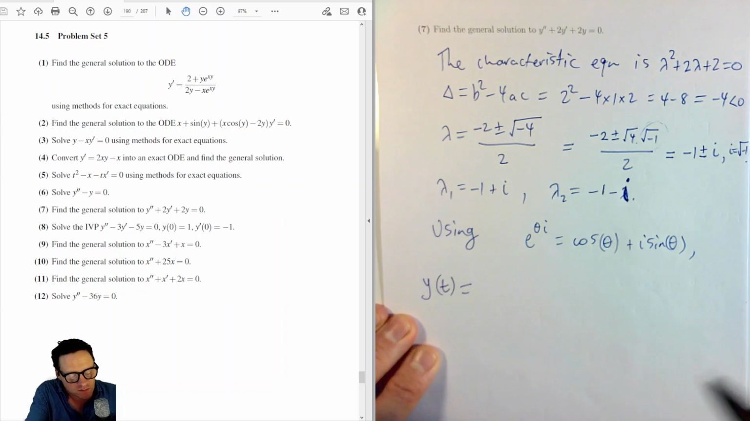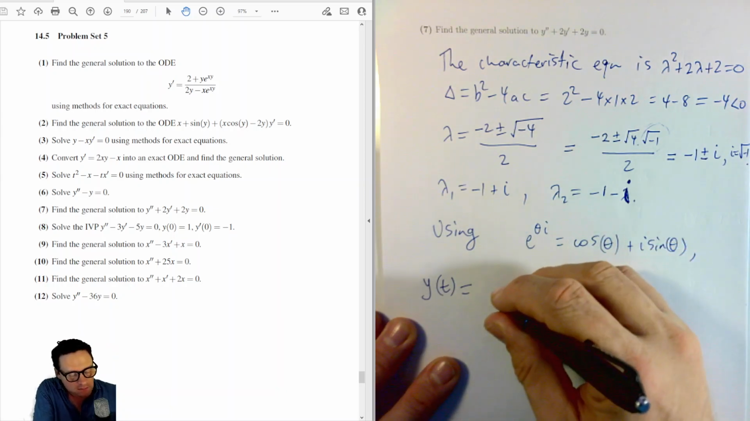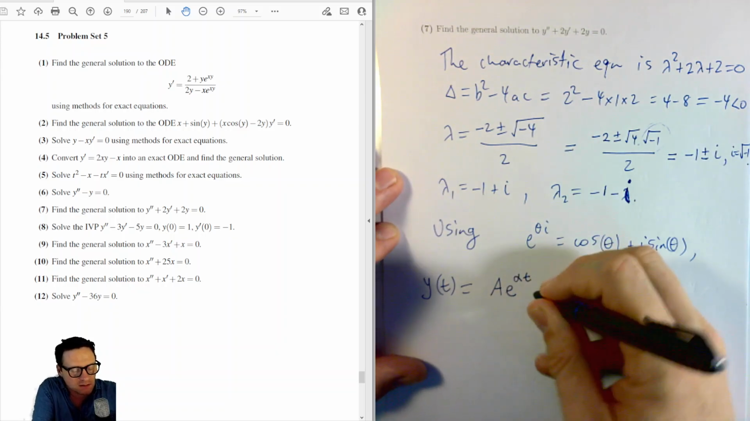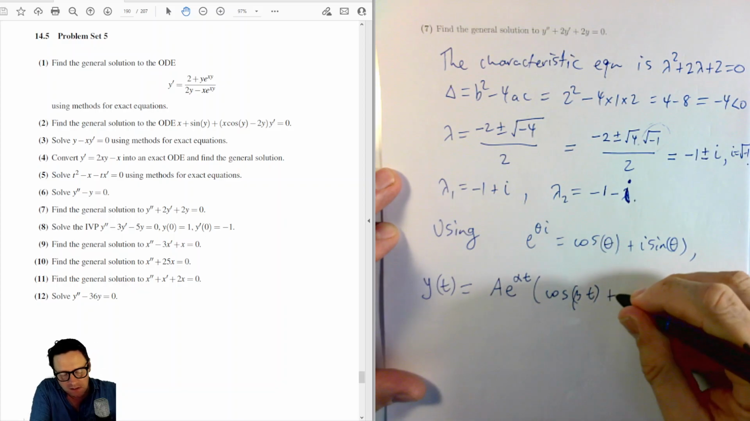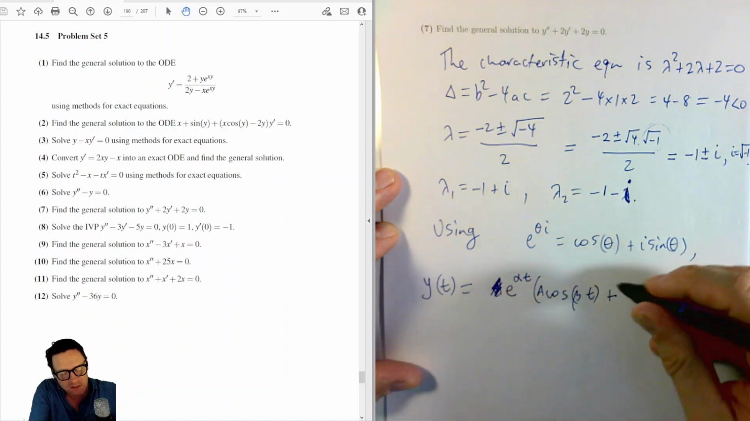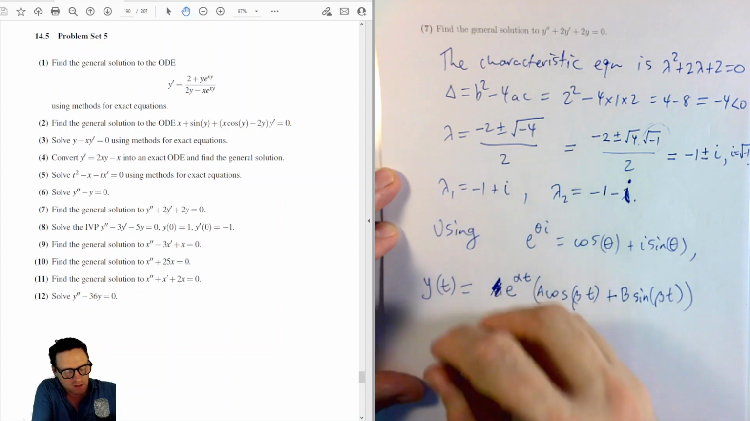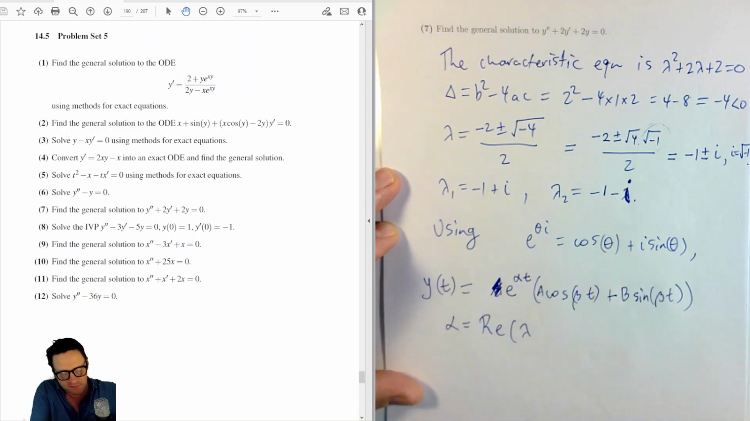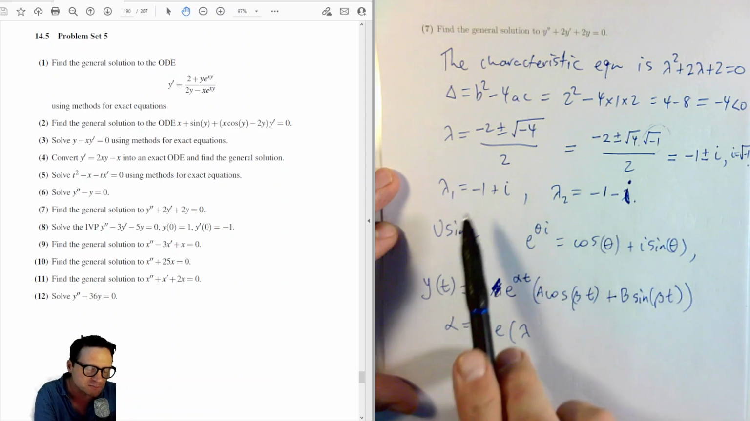is equal to a e to the alpha t cos beta t plus, oh no, I need the a in here, don't I? Okay. Plus b sine of beta t, where alpha is equal to the real part of lambda 1 or lambda 2. The real part will be the same, and in this case the real part is minus 1.